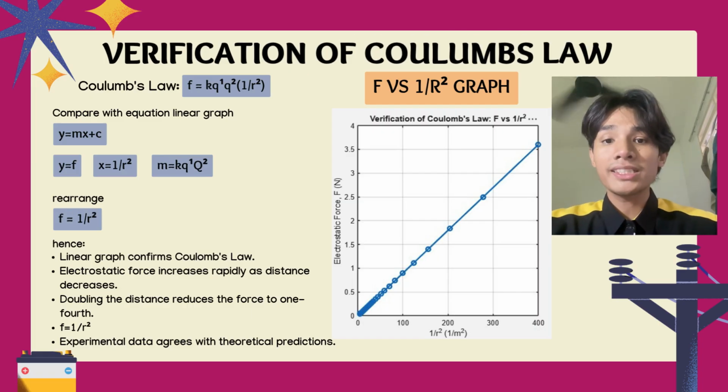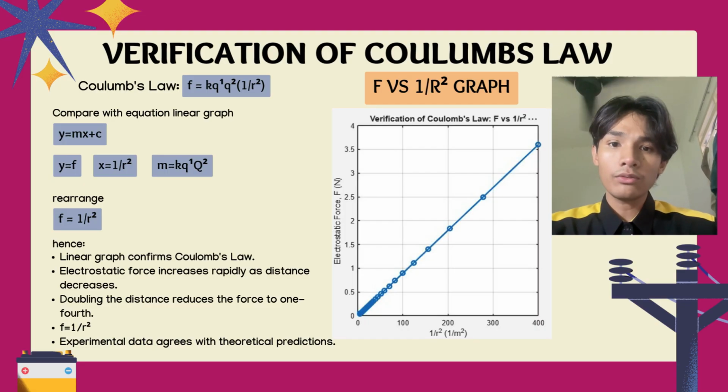Now, I'm going to present the verification of Coulomb's law. This graph verifies Coulomb's law, which states the electrostatic force is inversely proportional to the square of the distance between two charges. As shown in the graph of force versus 1 over r squared, the data forms a straight line. This matches the linear equation y equals mx plus c, where the slope represents the constant kQ1Q2.